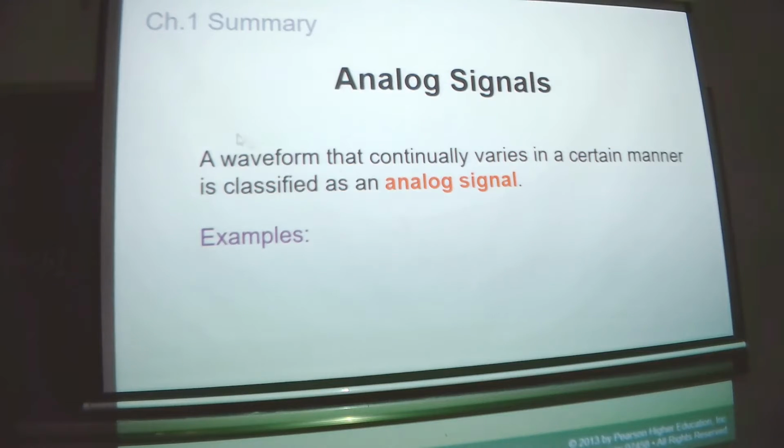A signal or waveform that continuously varies in a certain manner is classified as an analog signal. Examples: first, sine waves, and the second, audio waves.